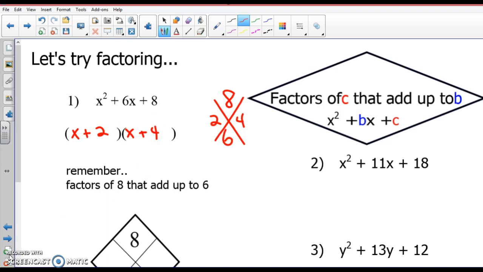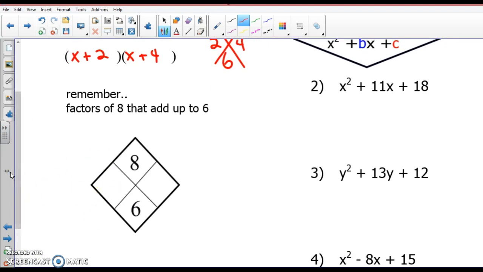Now, watch, if I FOIL this, what are my firsts? X squared. What are my outers? 4x. What are my inners? 2x. 4x and 2x does give me 6x. What are my lasts? 8. So I am looking for the factors of 8 that multiply to 8 and add to 6. So, we just did that.